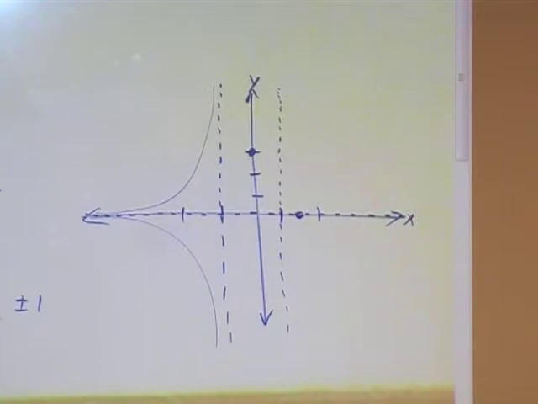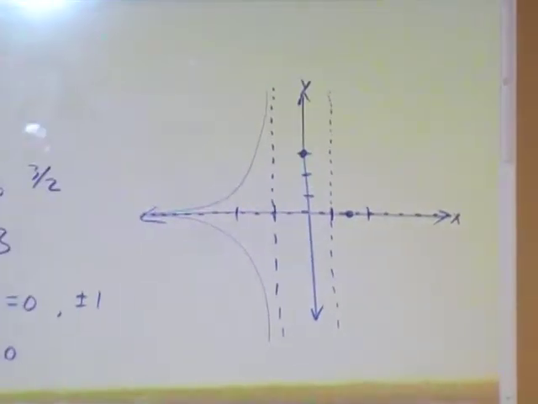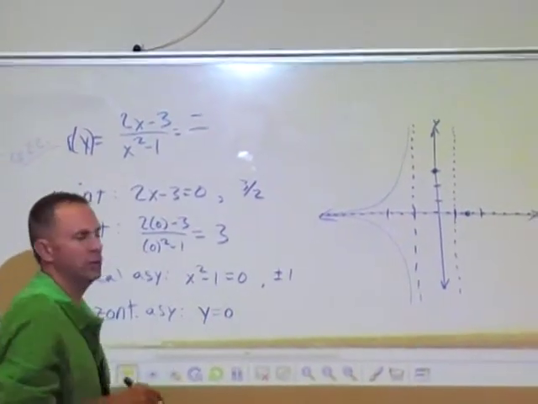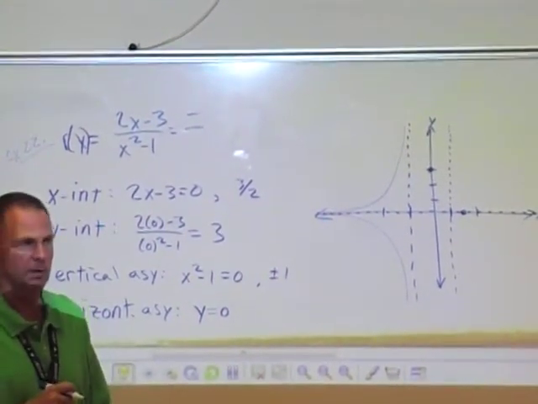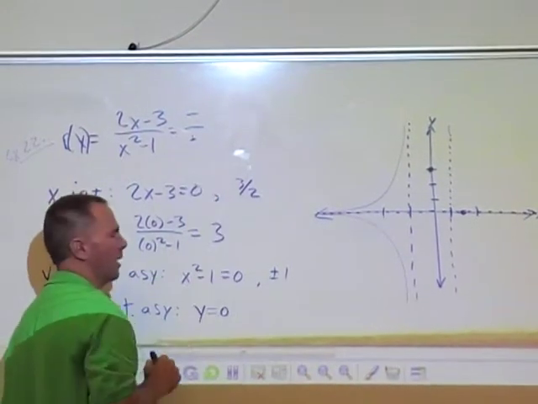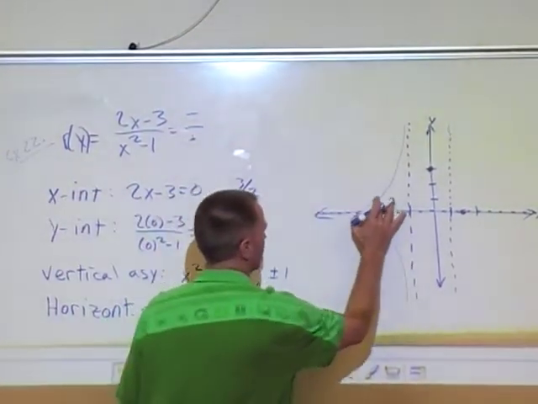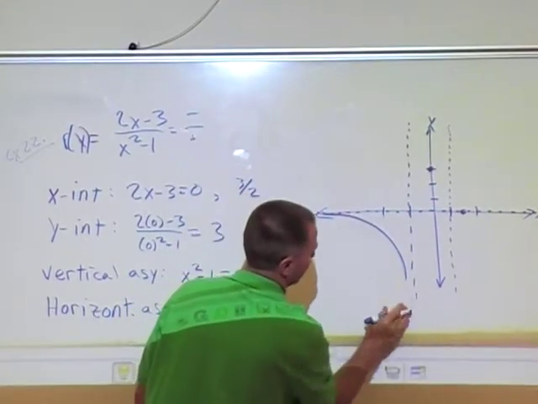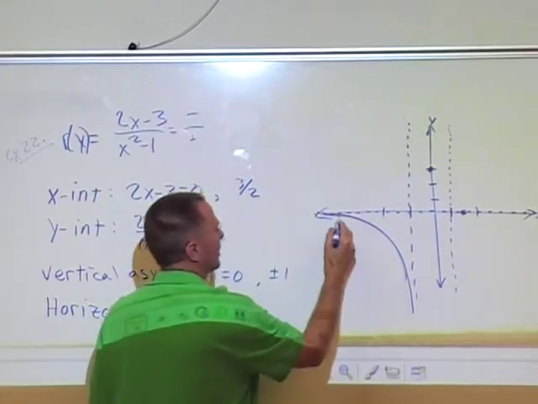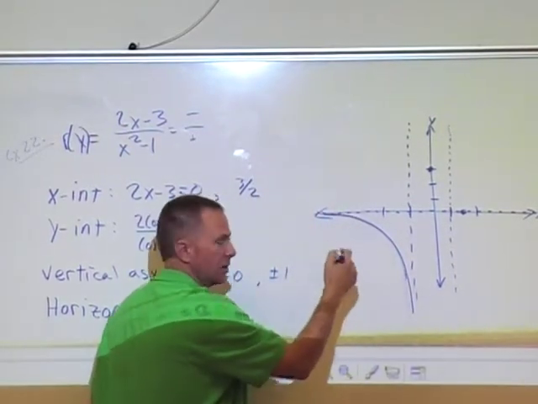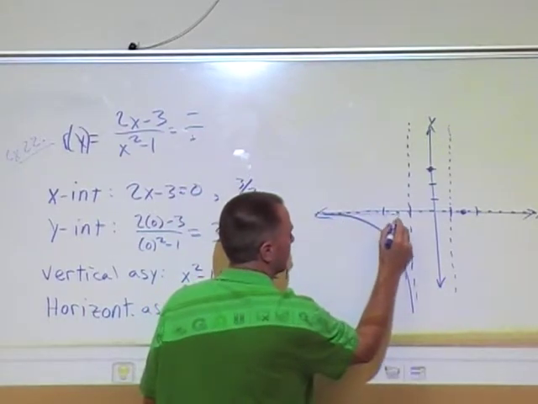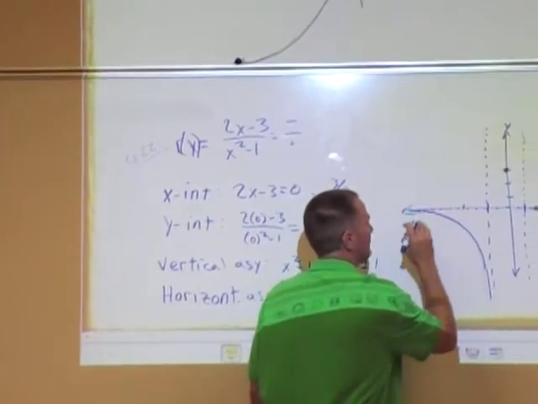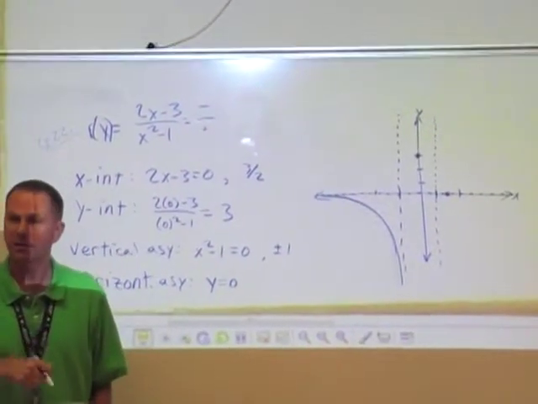So, negative 2. 2 times negative 2 is? Negative 4. Negative 4 minus 3 is? Negative. Negative 2 squared? Minus 1, which is positive. What's a negative over positive? Negative. So it's the bottom one. Now, I don't know exactly what this looks like. It could go like this, all the way over to the corner and then down. If you want to get more accurate, then you can plot more points. Okay? That's the first part.